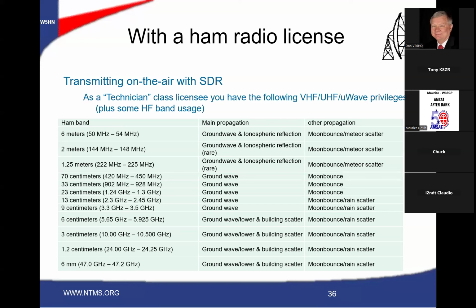Here's some more advantages you can have from being a ham radio operator. And as a technician class, I've listed the privileges down here. So you can see that you can go from 6 meters, 2 meters, 1.25, 70 centimeters, all the way up to really even beyond 47 gigahertz. But you get all of those privileges. I've listed the main propagation modes, other propagation, including moon bounce. Moon bounce listed on every single one of them. Meteor scatter in some cases. So as a technician, you can enjoy these privileges.